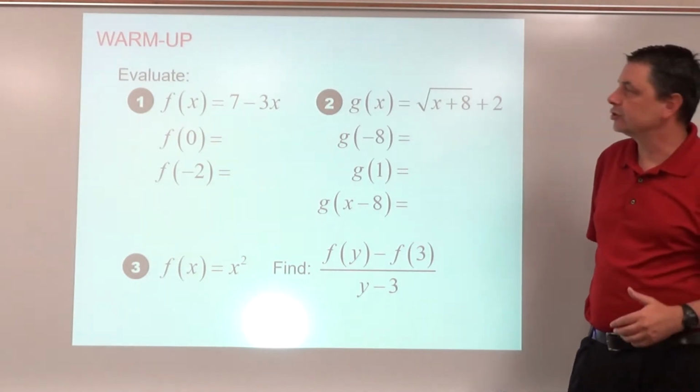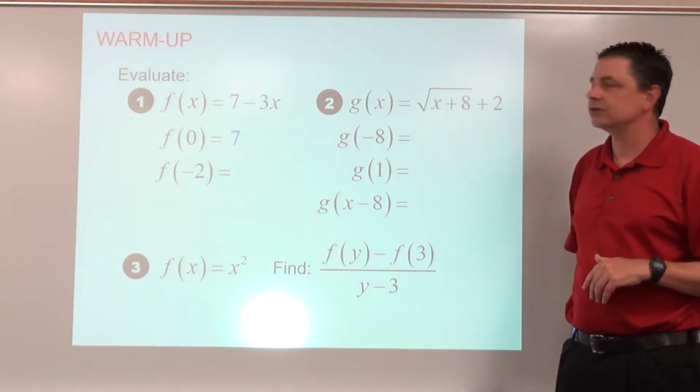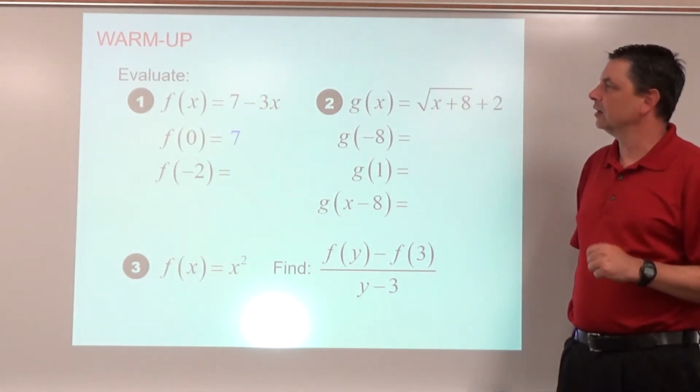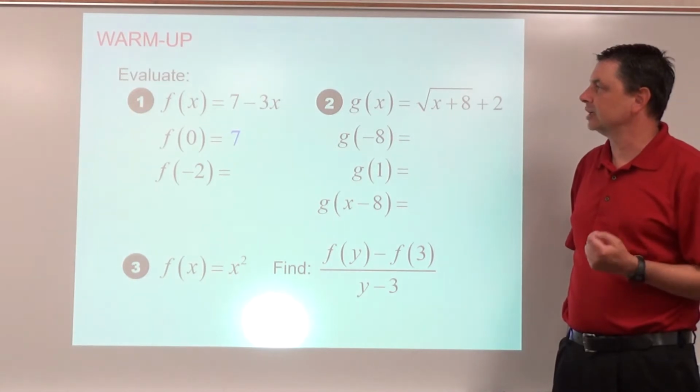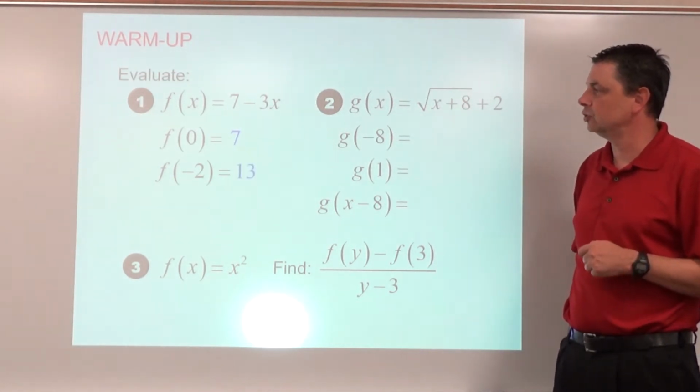All right, number 1 has two parts, f of 0. If we substitute in a 0 for x, you should have gotten 7. The second part, f of negative 2, substituting in negative 2 for x, 7 minus 3 times negative 2 is 13.